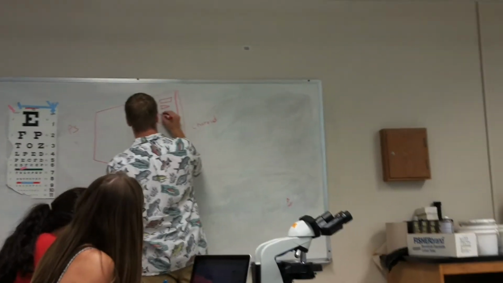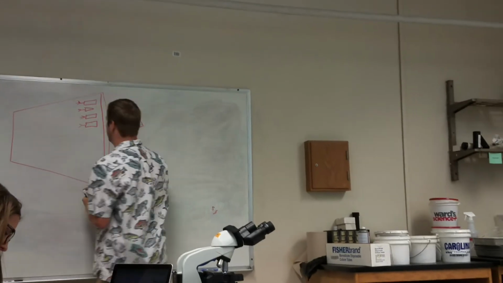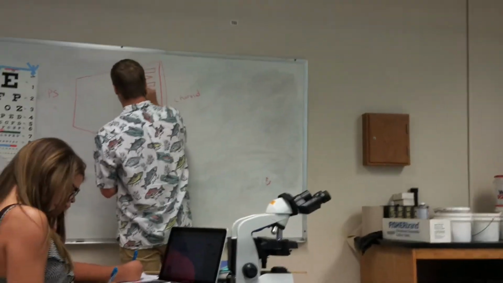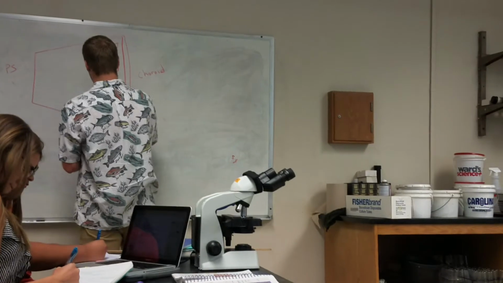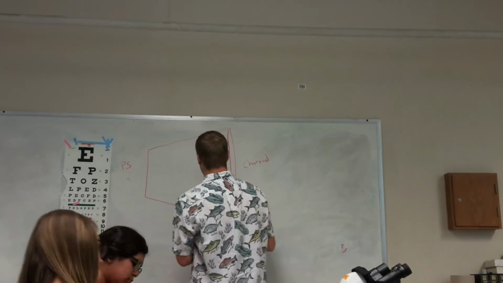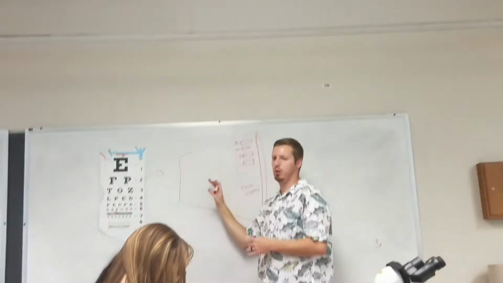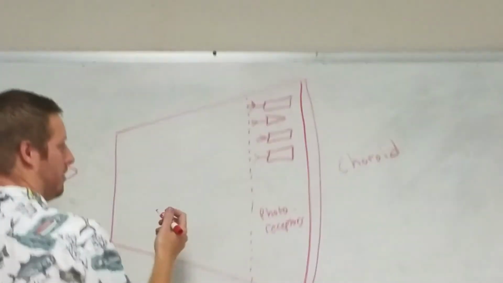Those have axons coming off of them to contact the neurons. We're going to do a dashed line to separate the layers. So these are going to be photoreceptors. And then what comes after the photoreceptors? Right, then we have the bipolar neurons, which are essentially functioning as interneurons right here.